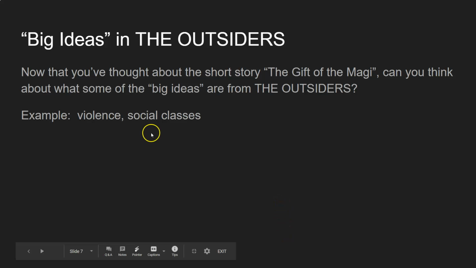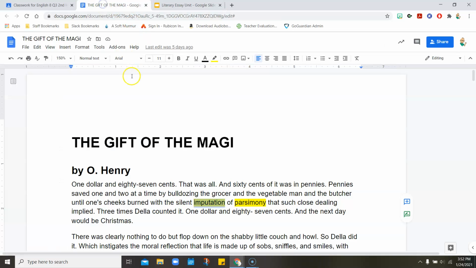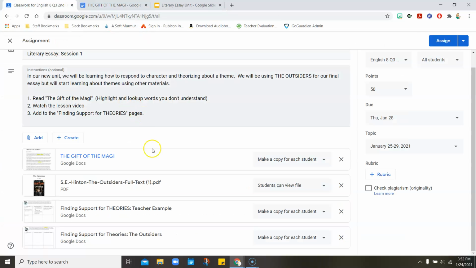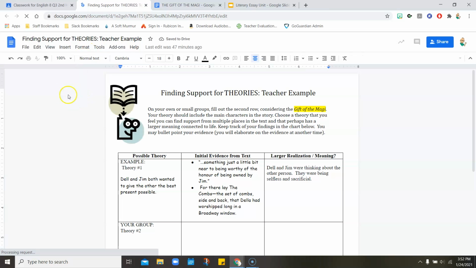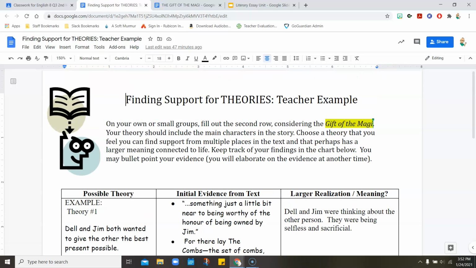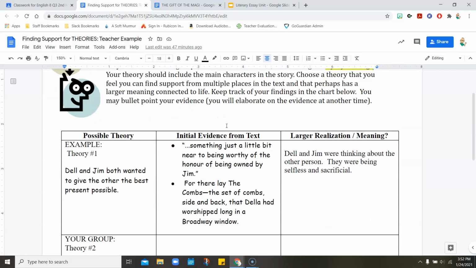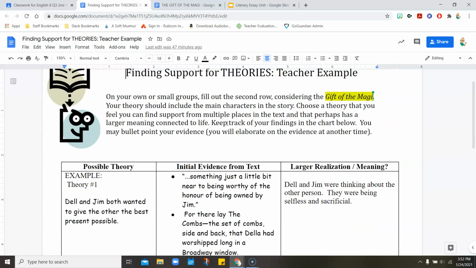As far as what you actually need to do once you've read The Gift of the Magi, for now, until we get a chance to talk about this in person, for some of you, you're going to be looking for your own theories. What I've done on here is I've given you an example theory that I came up with. It says finding support for theories, and this is just a teacher example from The Gift of the Magi. Your theory should include main characters in the story.